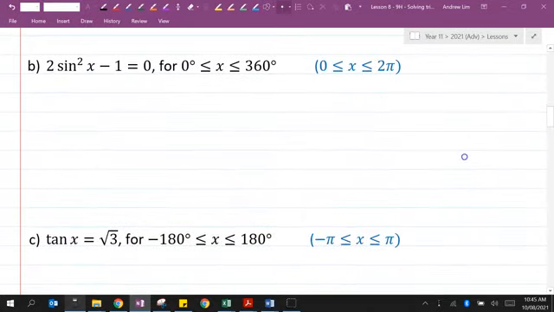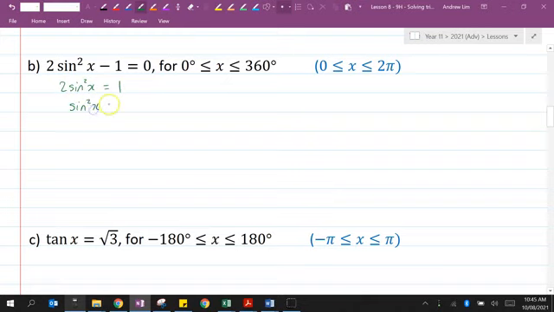Okay, let's have a look at question B. 2 sine squared x minus 1 is equal to 0. So first thing I need to do is get sine x by itself. So if I have 2 sine squared x is equal to 1, move the 1 across. Divide both sides by 2.